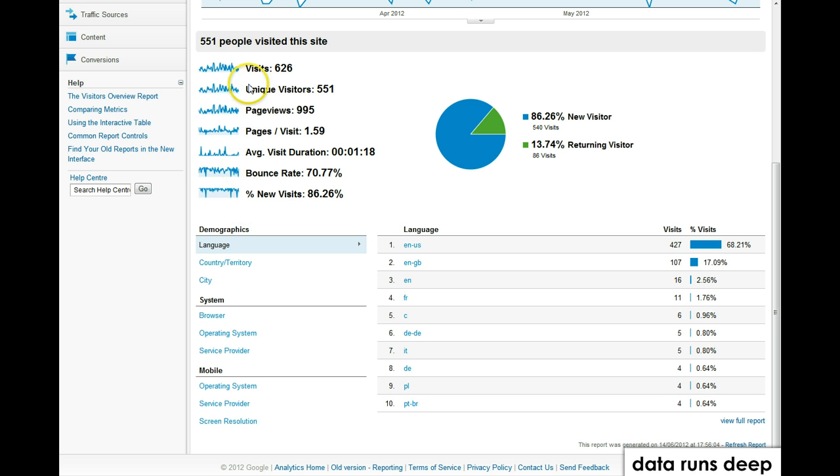And also, just not to skip to the end here, this idea of percent new visits as well, reflected in the pie chart. Now, a lot of companies are really obsessed about getting it right. We don't care about returning, we just care about new, or we don't care about new, we just care about returning.